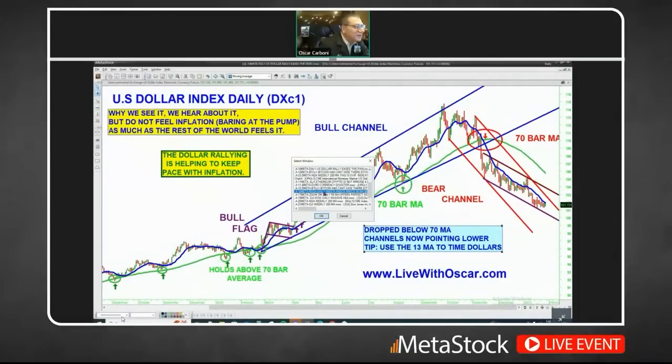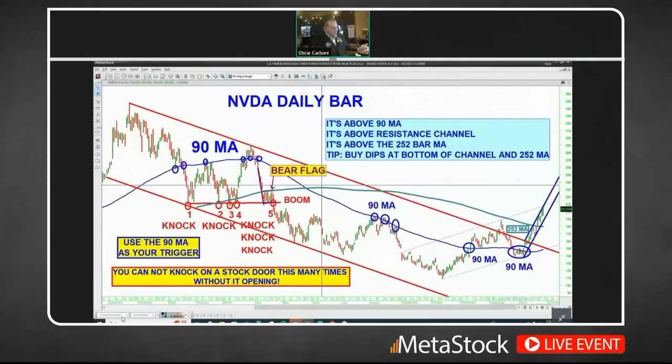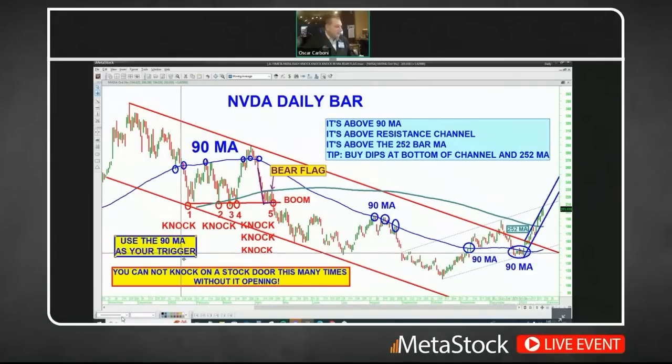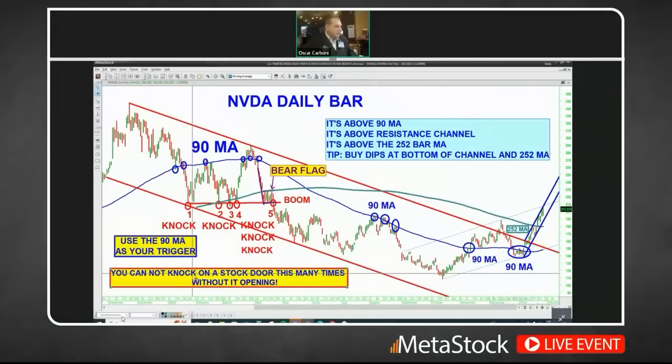Let's see what we should look at next. Okay, we can roll out to some stocks. Traders, Nvidia. A lot was happening on this chart when we looked at it last. One of the things that was really important was the knock technique. I was showing this to you at the time, and I said, you cannot knock on a stock door this many times without it opening.